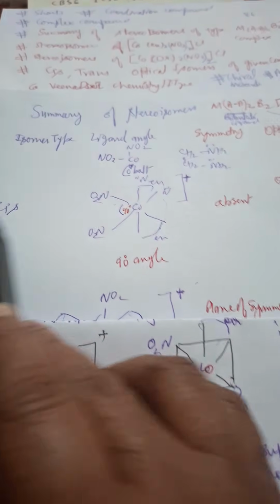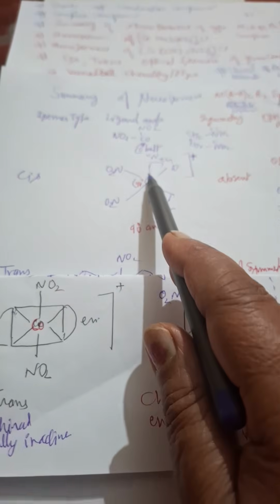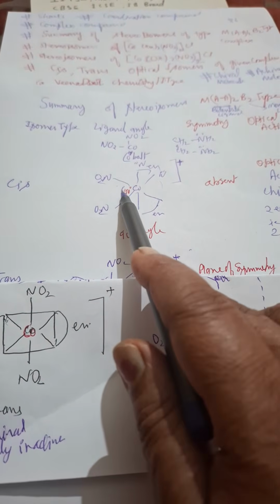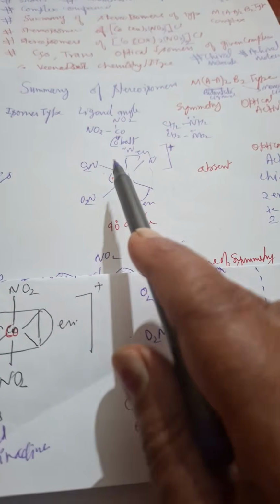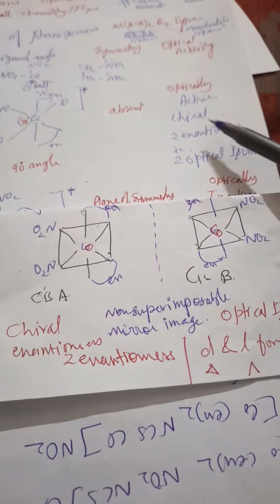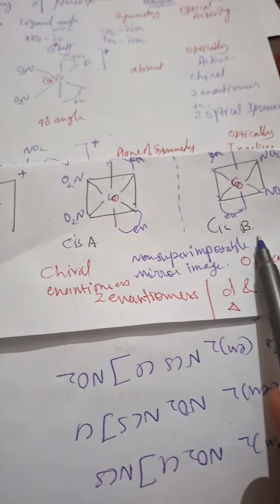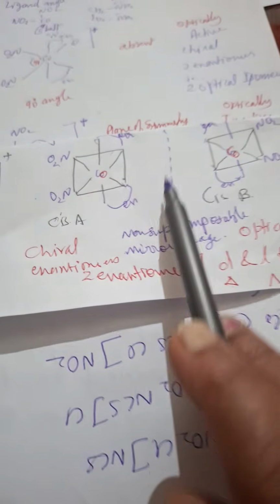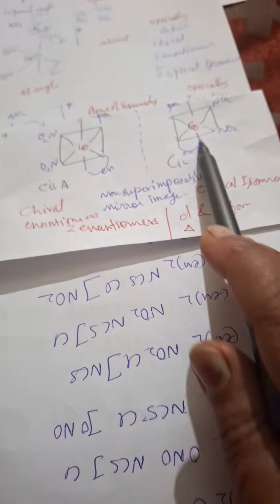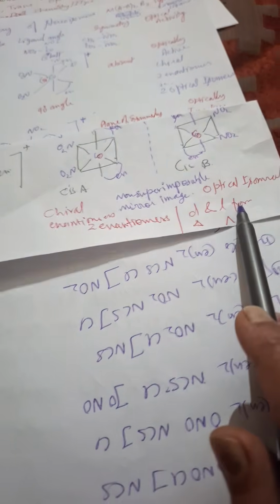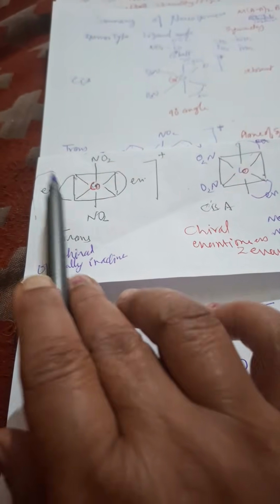Here, if it is a cis isomer, at that time the NO2 Co NO2 bond angle is 90 degrees, meaning two NO2 groups are adjacent to each other at the cis position with a 90 degree angle. Symmetry is absent, so it is optically active and chiral, and it will give two chiral optical isomers. They are called enantiomers, non-superimposable mirror images, and we get two enantiomers, D and L form. So the cis form has two enantiomers, and the trans isomer is achiral because there is symmetry.